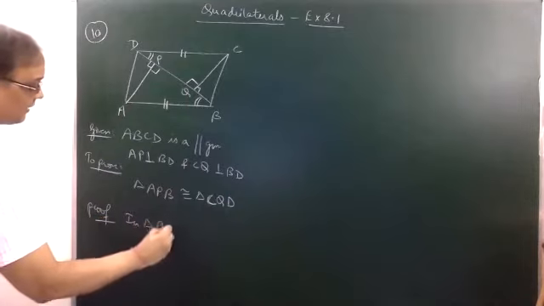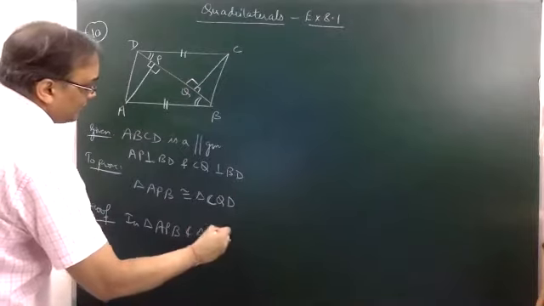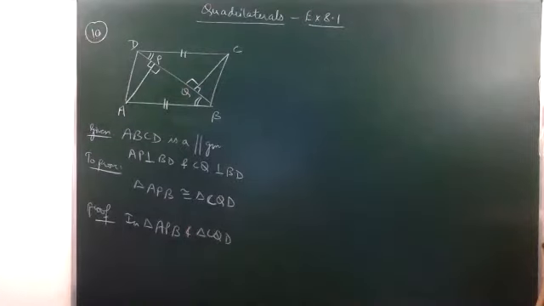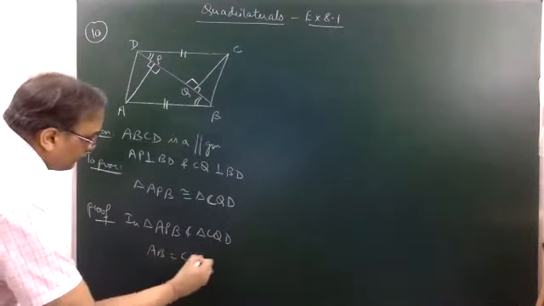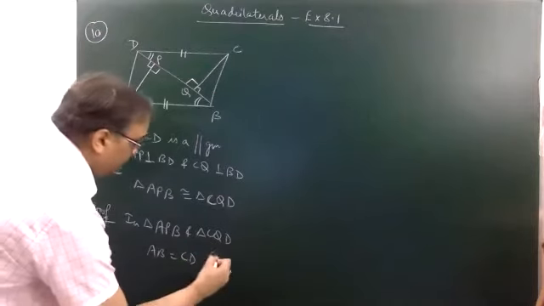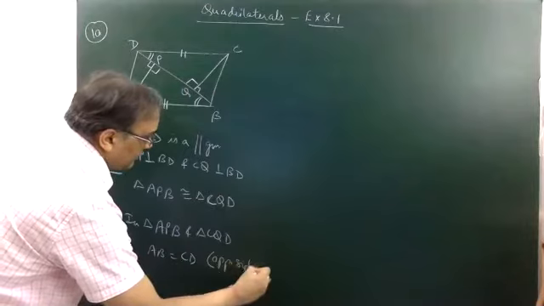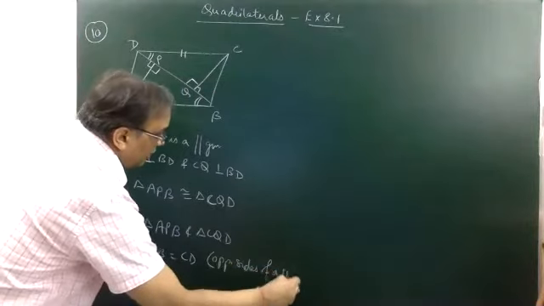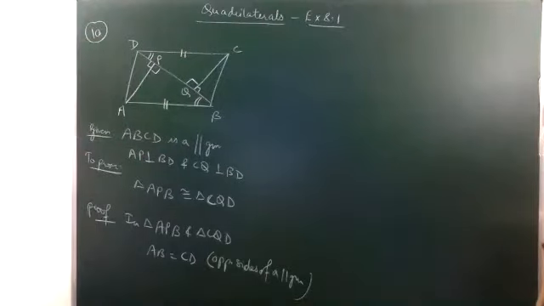In triangle APB and triangle CQD, we have AB is equal to CD, opposite sides of a parallelogram. So opposite sides of a parallelogram are equal.